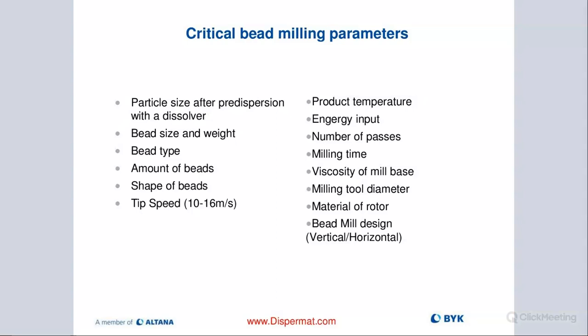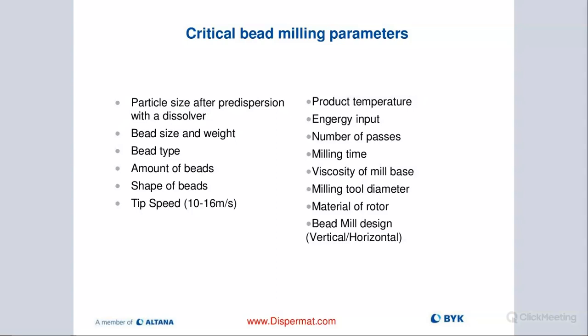Milling again, tip speed 10 to 16 meters per second. Product temperature is very critical that we monitor, and we want to have really good cooling, because as we are introducing this energy when we are milling, a lot more energy than when we're just pre-dispersing, we want to be able to cool our product.